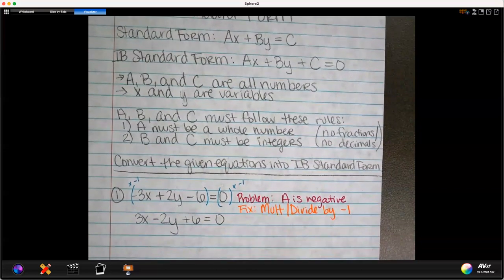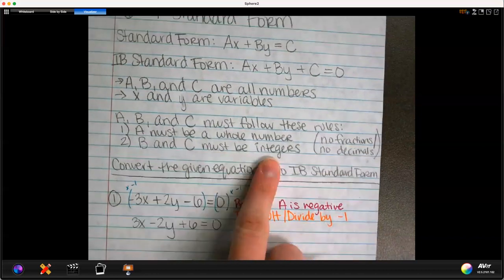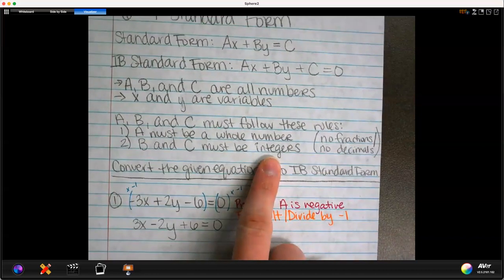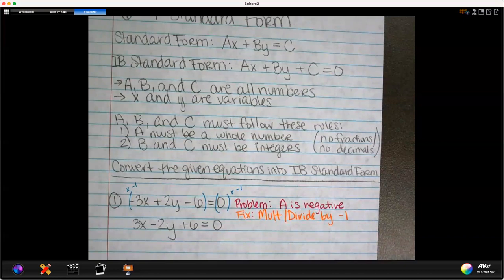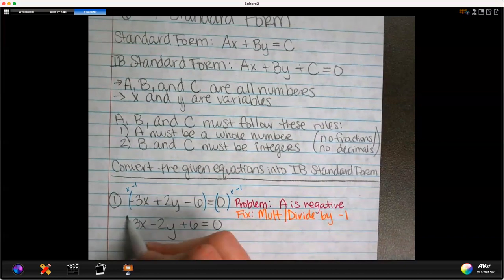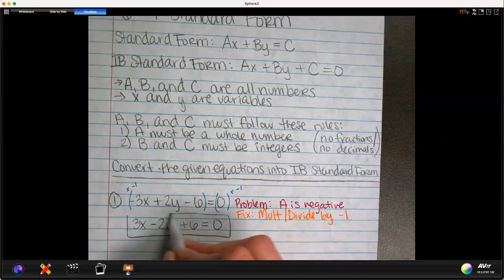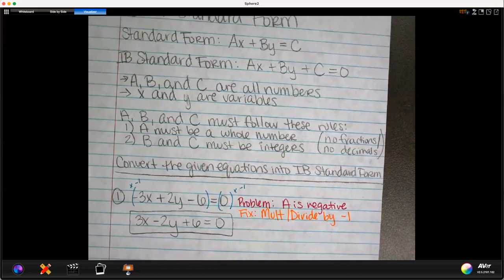Is it in the correct order? Is A positive? And are there any fractions or decimals? Yes. Correct. Integers can be positive or negative. A is the only thing that has to be positive. Great question. So therefore, that would be my answer.